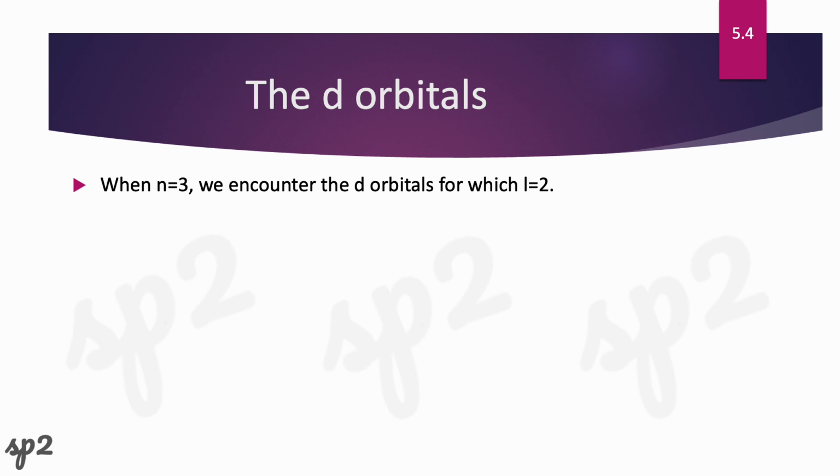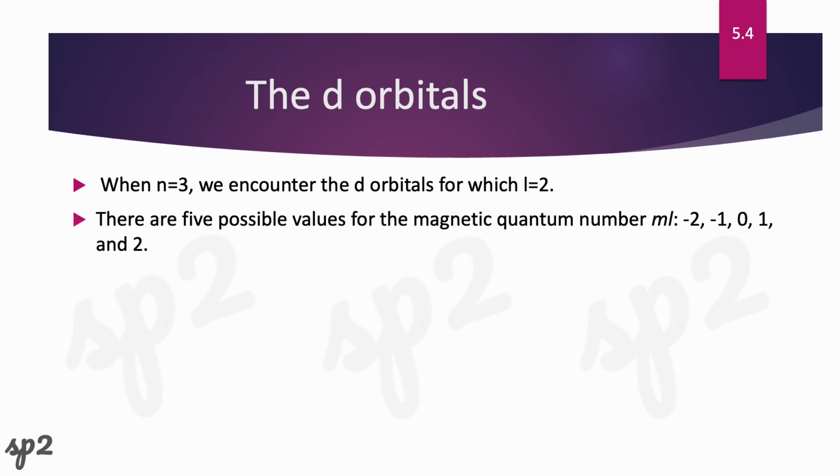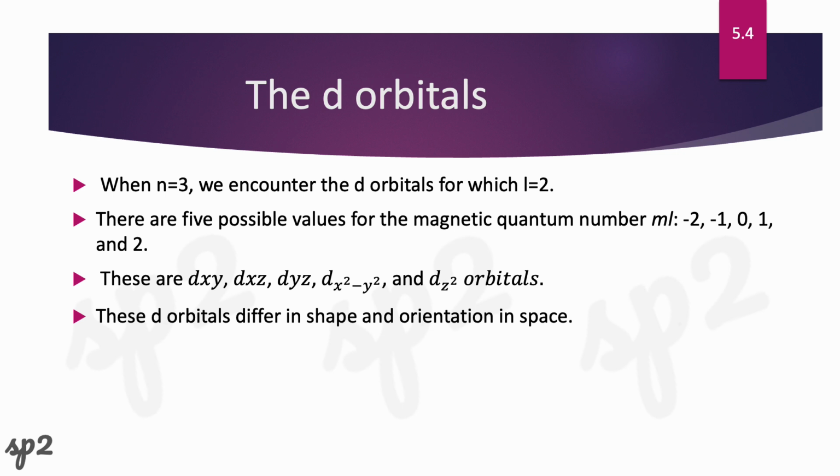The next orbitals are going to be our d orbitals, where n goes to 3, right? And we have l that goes to 2. So there are going to be 5 possible values for the magnetic quantum number ml, which is -2, -1, 0, and then 1 and 2, right? So here are the names for all of these 5 orbitals. I'm just going to call them xy, xz, yz, and then x squared minus y squared. We also have z squared, okay? All of these d orbitals are going to have different shapes and different orientation in space, okay? So follow me on the next page.